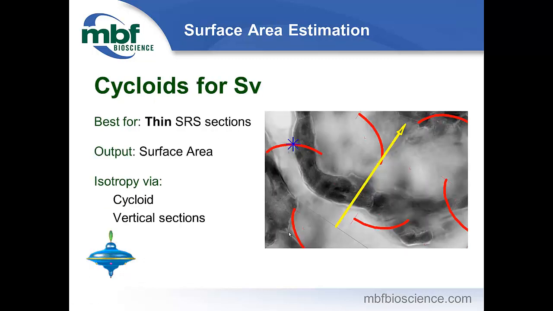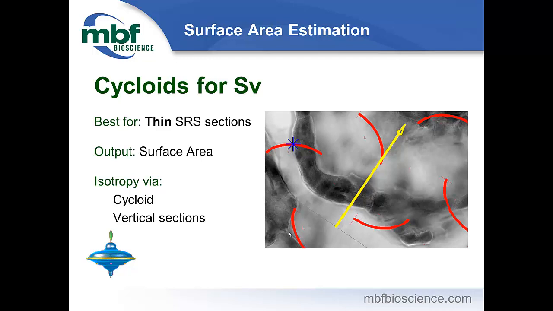So in the case of surface area estimation on thin sections, so for you guys out there in the lung stereology world, this is probably a probe that you're a little bit more familiar with. You can use a probe called cycloids for SV. This uses thin SRS sections and gives you surface area as your output. And we're going to achieve isotropy both via the sectioning method and via the probe. So we're going to use vertical sections, and we're going to indicate the vertical axis of the section plane.